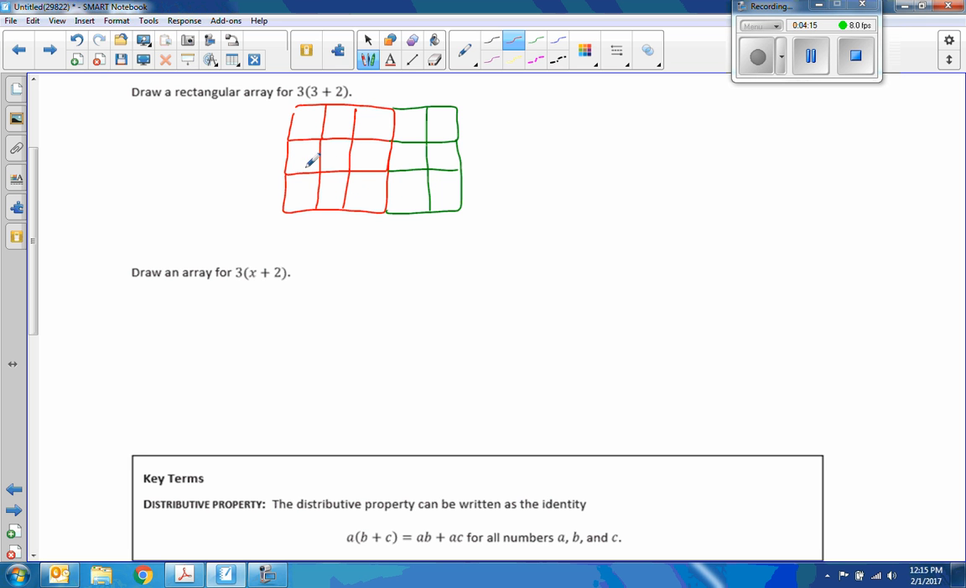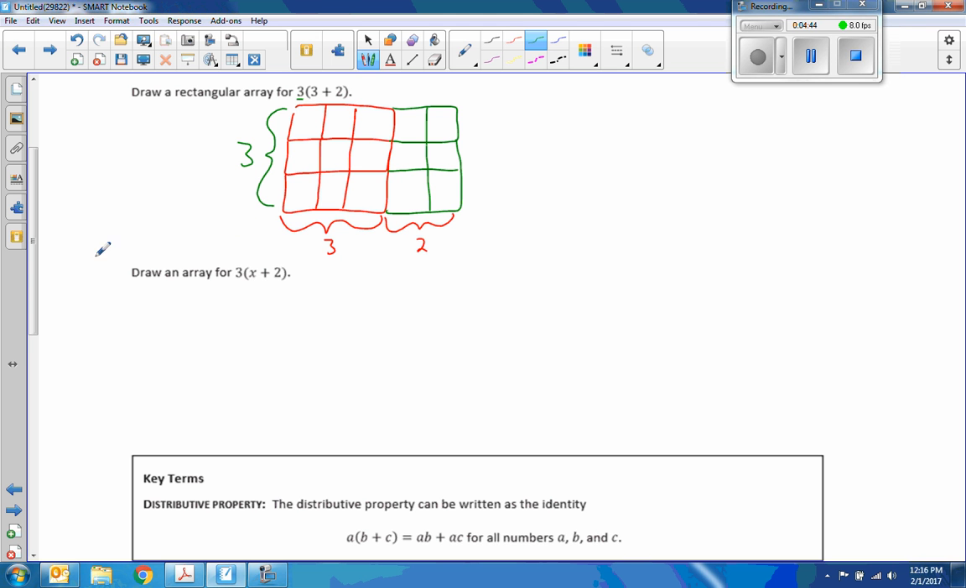So this is 3, this is 2, and that's these inside here. And then the outside number, this 3, will be represented as the height, 3. If I have 3 times 3, there's 9 squares. Now if I have 3 times 2, there's 6 squares. And the total of 9 plus 6 is 15. And if I add 3 plus 2 and get 5, 5 times 3 is also 15.